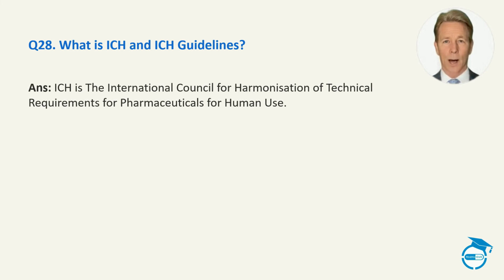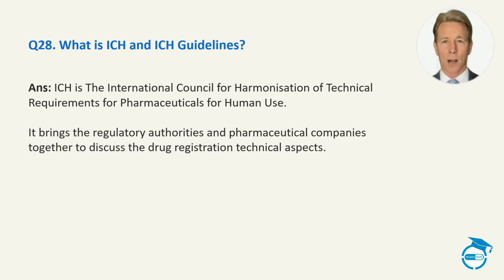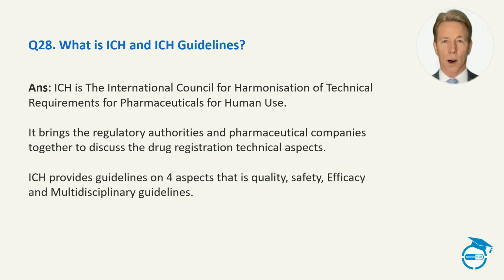What is ICH and ICH guidelines? ICH is the International Council for Harmonization of Technical Requirements for Pharmaceuticals for Human Use. It brings the regulatory authorities and pharmaceutical companies together to discuss the technical aspects of drug registration. ICH provides guidelines on 4 aspects, that is quality, safety, efficacy and multidisciplinary guidelines.